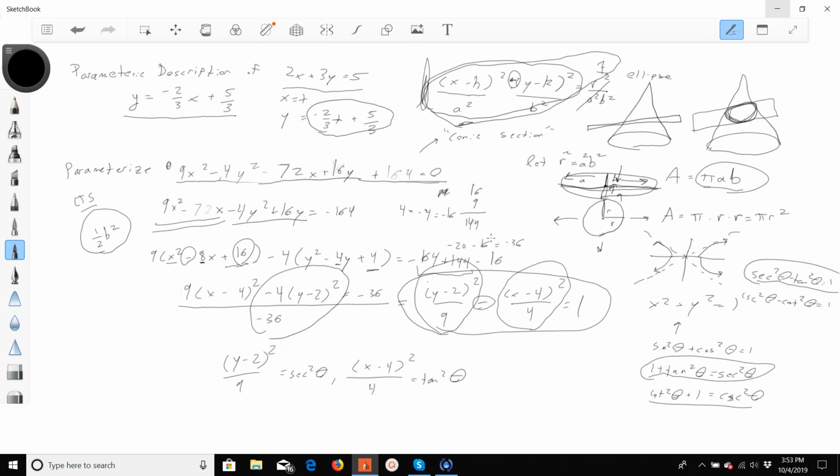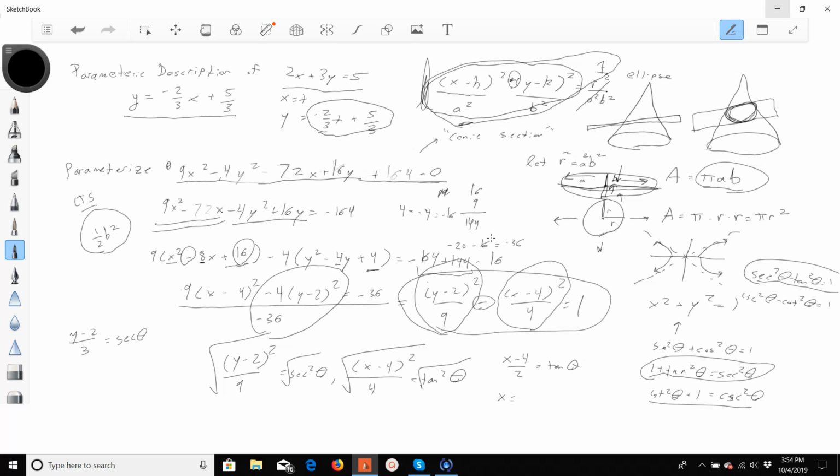So, what now? Now I just want to solve for x and y in that. So this one I'm going to take the square root of all of these. So we get (y minus 2) over 3 is equal to secant theta. And over here we get (x minus 4) over 2 is equal to tan theta.